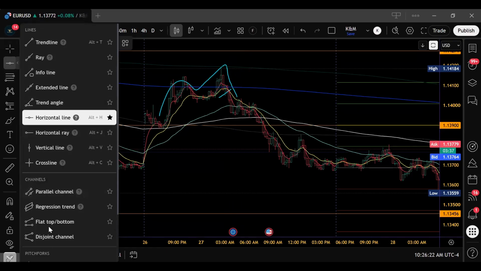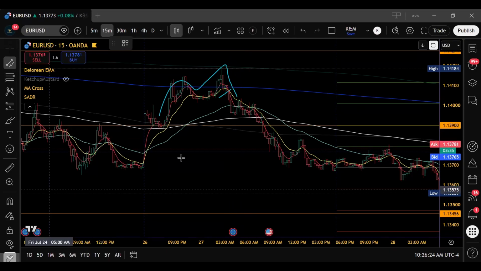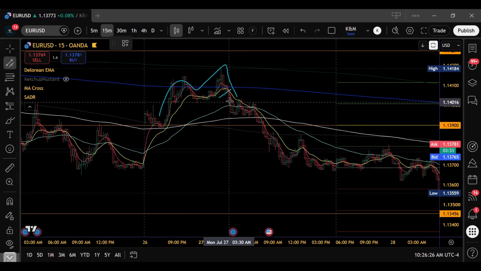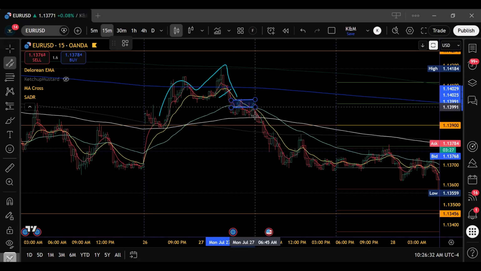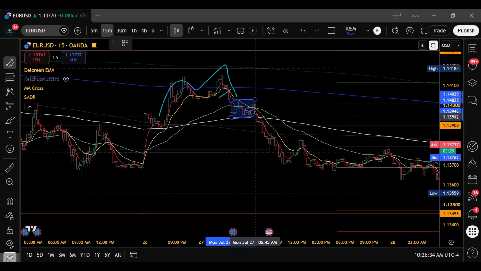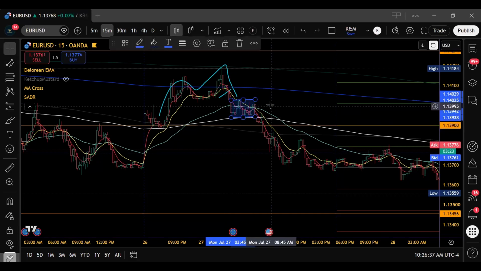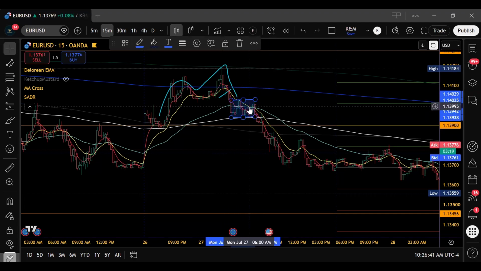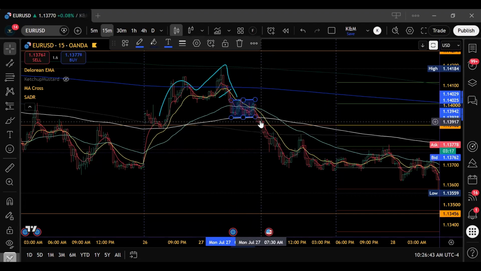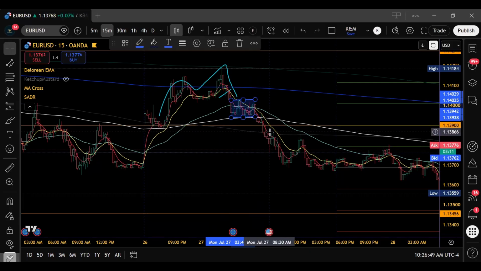Let me see if I could do, can I do a channel? Let me see if this is going to give me what I'm looking for. Yeah, like that. Got a little box, that's our consolidation zone. So that's the level 1 consolidation. Then it broke out of that zone and dropped and gave level 2. This is another consolidation zone.